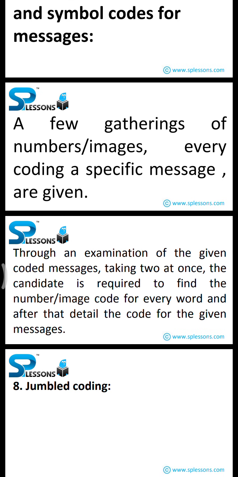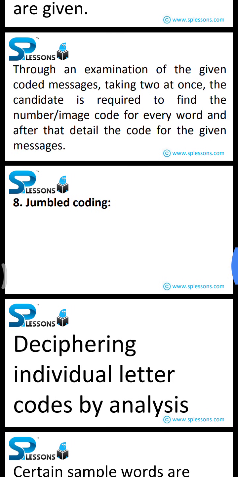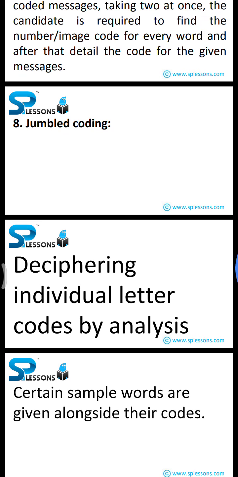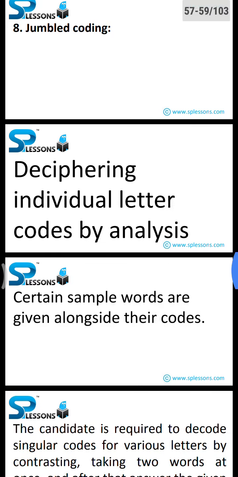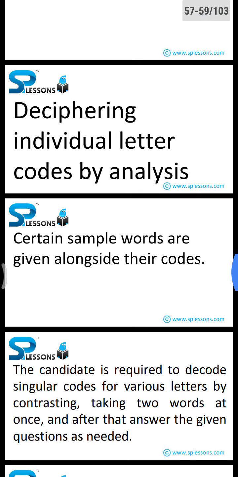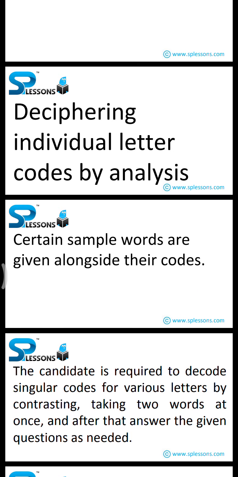The final one is jumbled coding. Deciphering individual letter codes by analysis, certain sample words are given alongside their codes. The candidate is required to decode the individual codes for various letters by comparing two words at a time and after that answer the given questions as needed.